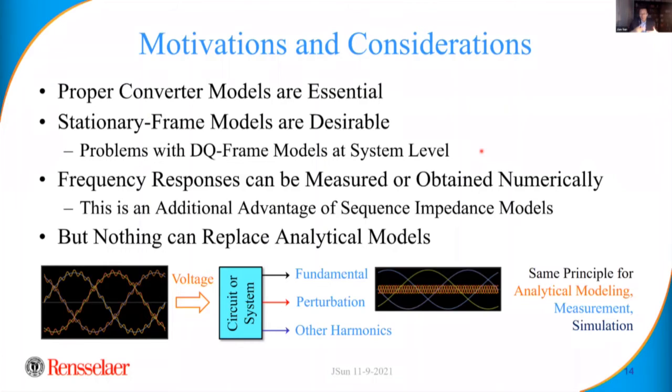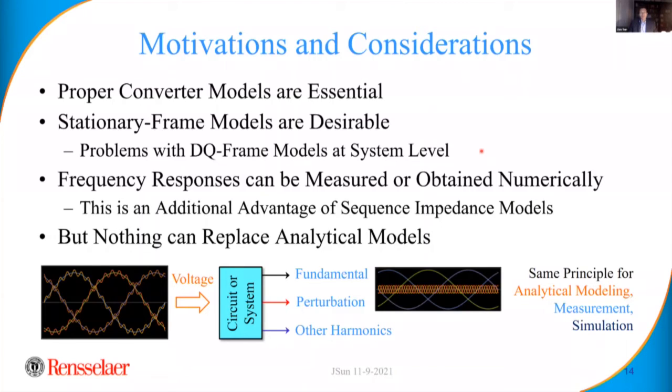However, that model is not stationary. It's rotating at the synchronous frequency and locked to the voltage at the terminal of each converters. So if you have only one converter, that's fine, because there's only a one DQ reference frame. If you have multiple converters, many converters, every converter would be in its own reference frame, but then you have to piece them together to study the whole system. So that becomes a very challenging issue.